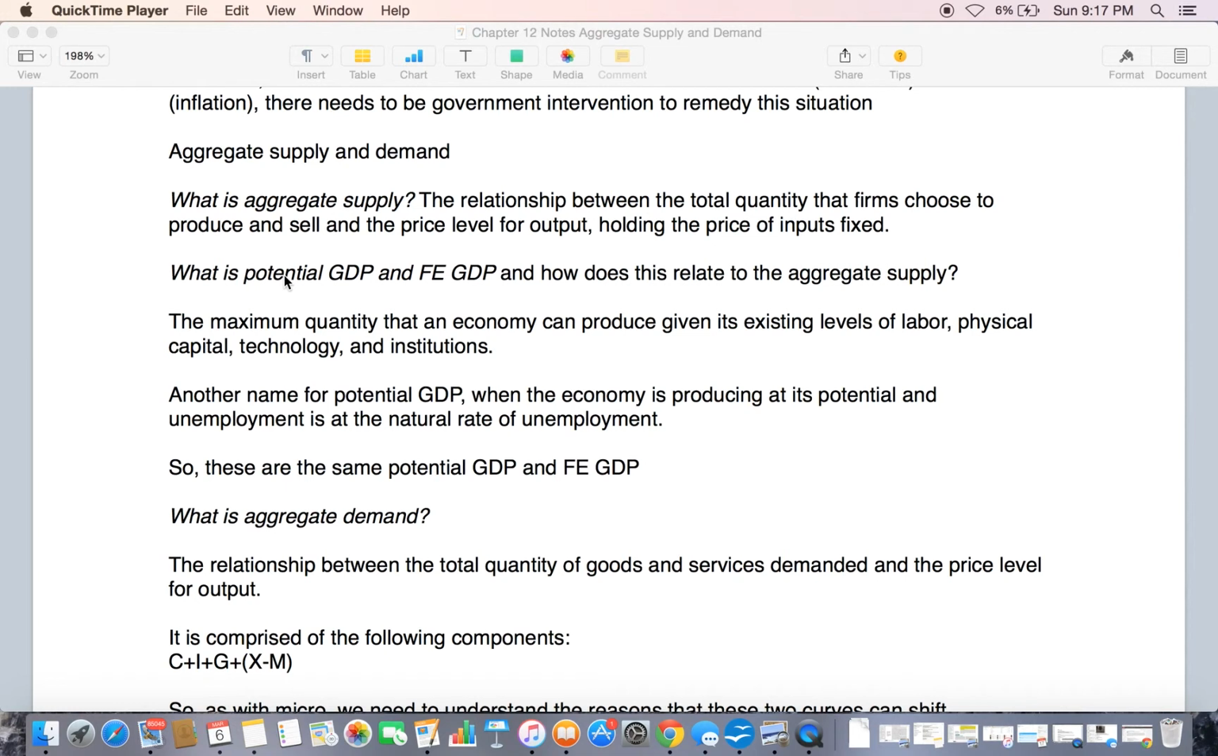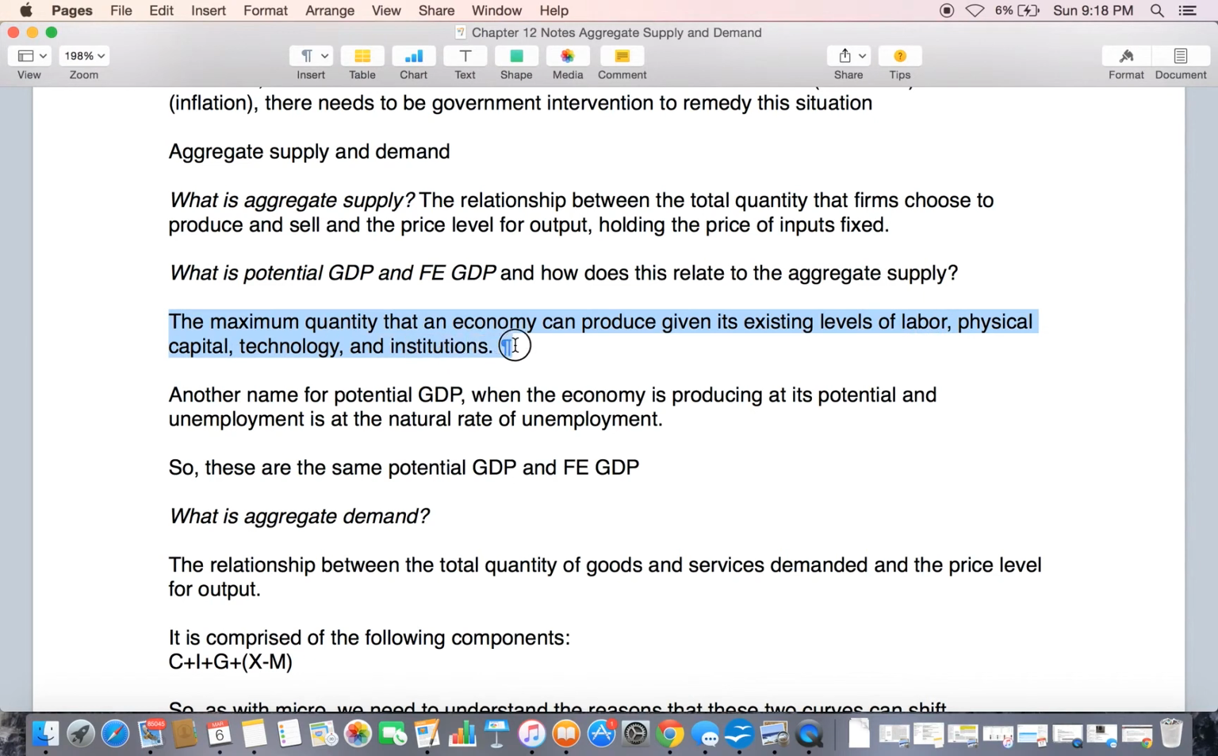At higher prices, firms are incentivized to produce more output. And this is going to be all of the production for the entire economy that you're studying. In aggregate supply models, we're going to look at two terms called potential and full employment GDP. So potential GDP is the maximum quantity that an economy can produce given its existing levels of labor, physical capital, technology, and the institutions that exist.